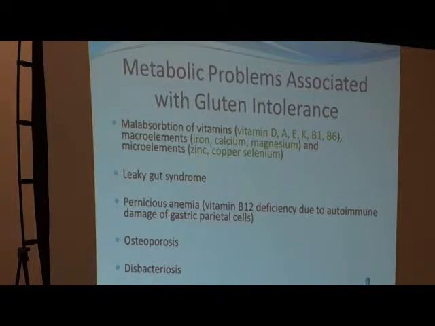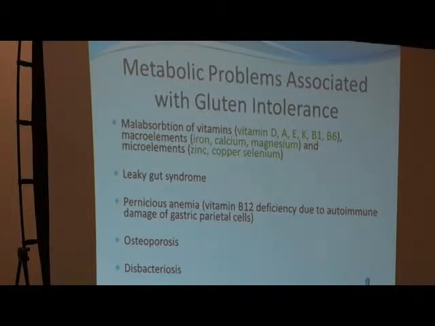So first of all, it's malabsorption. We have quite a few patients who come to us and say, well, we have low level of vitamin D, or we have low level of iron, or we have low level of magnesium. These things do happen in patients with non-celiac gluten intolerance. So basically, we're talking about malabsorption of vitamins. Typically, we're talking about fat-soluble vitamins such as D, A, E, and K, and water-soluble vitamins B1 and B6.